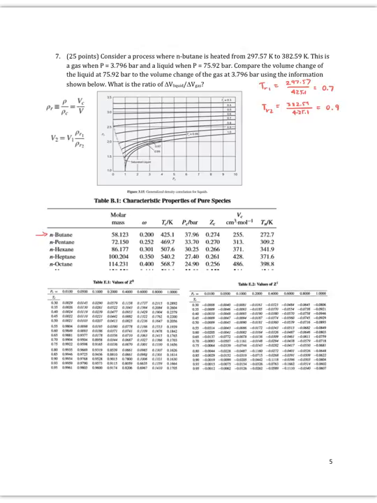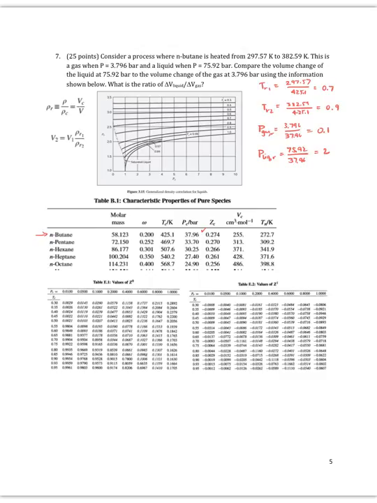Now it says that this is going to be a gas if the pressure is 3.796 bar, and it's a liquid when the pressure is 75.92 bar. So the pressure for the gas, if I reduce that, 3.796 divided by 37.96, this number right here, is 0.1. And the pressure for the liquid, if I reduce that, it's 75.92 over 37.96, and that is 2.